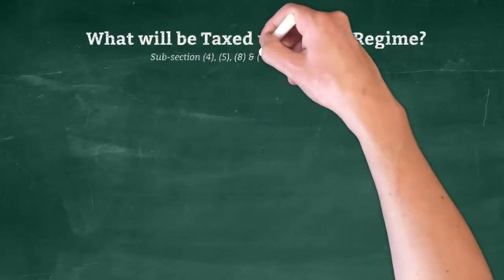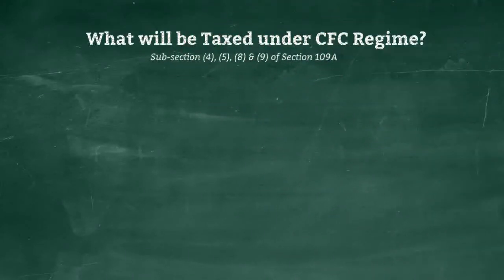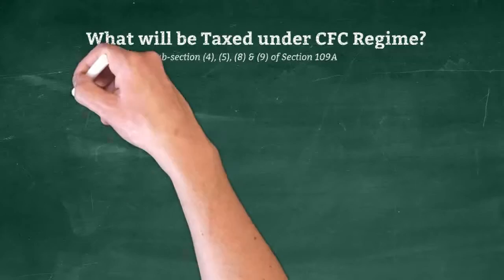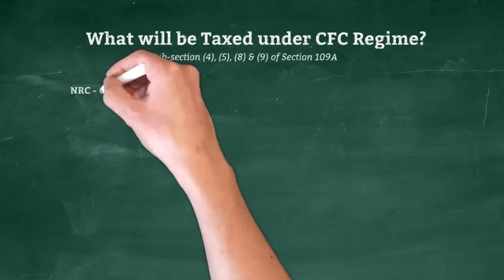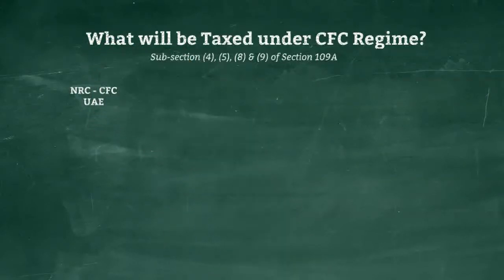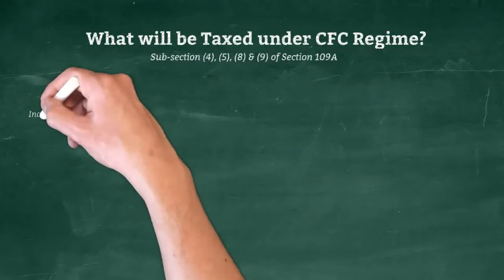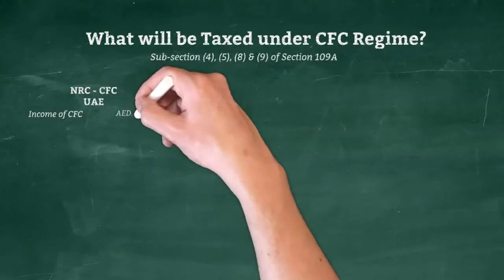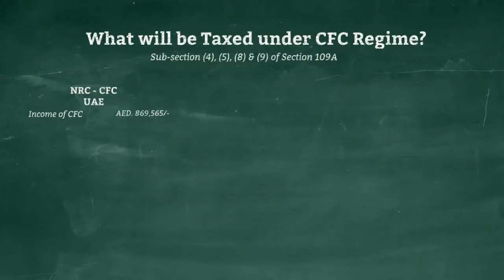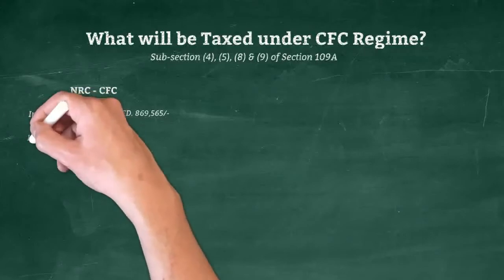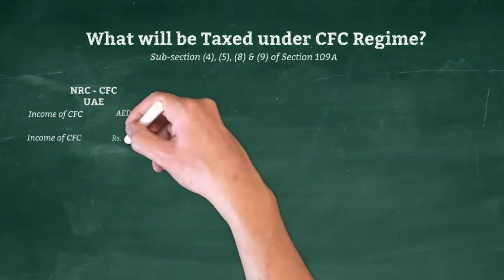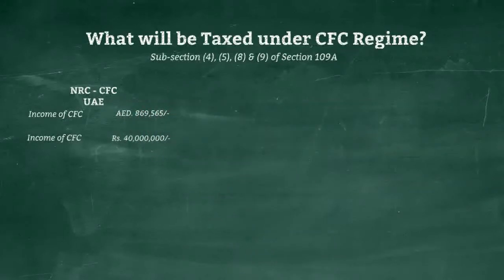After identifying the CFCs, the next question is: what will be taxed under the CFC regime? To understand, let's take an example of a non-resident company situated in the UAE which qualifies as a CFC under the law. For instance, that company has earned income during a tax year amounting to 869,565 AED, which, applying the exchange rate, works out to 40 million rupees in Pakistan.